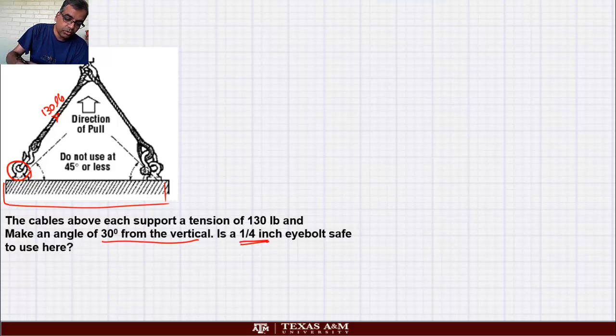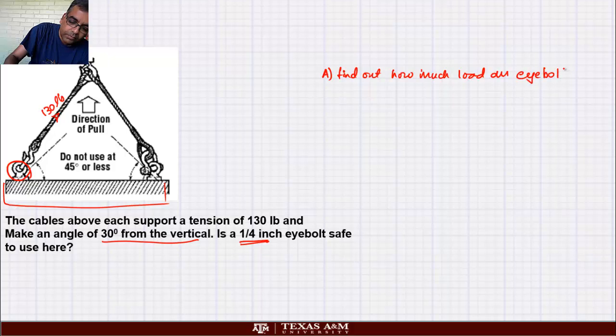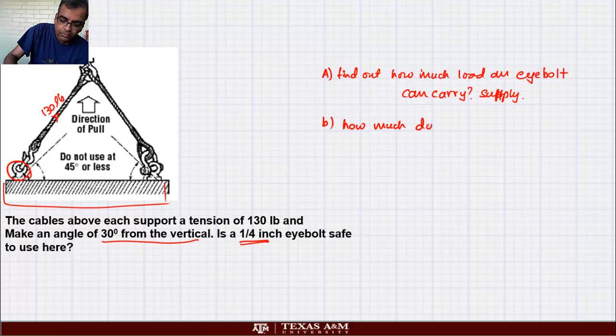In order to do this, we have to do two things. A, find out how much load an eye bolt can take. This is usually called the supply. And B, how much do we need? This is usually called the demand or the load demand. And if demand exceeds supply, you know you're in bad shape, right? So that's how it works.